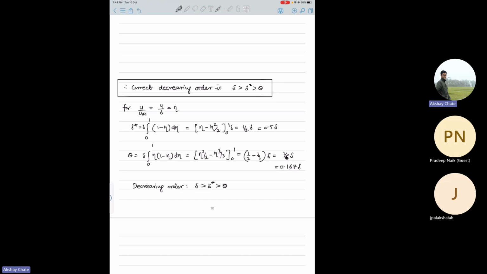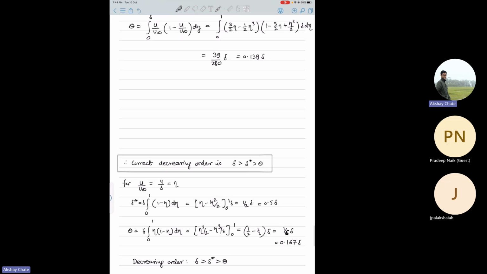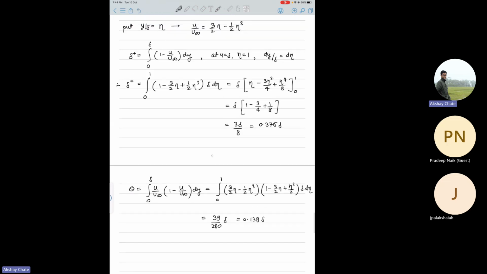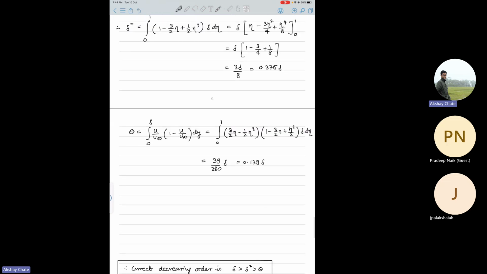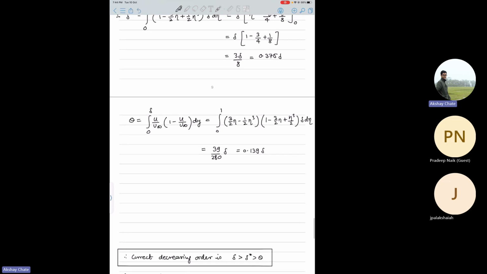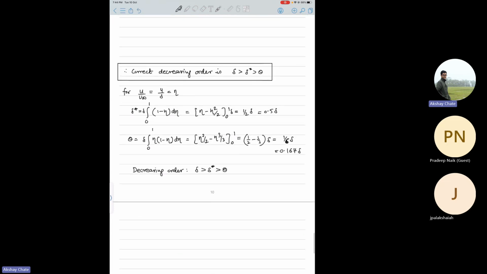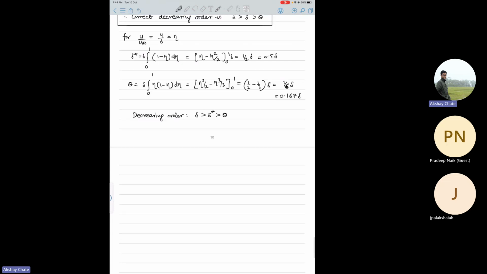The more number of integrations you do, the lesser the value becomes. In displacement thickness you integrate once, right? But in case of momentum thickness, you have to multiply and then integrate. Therefore that value reduces. Like that you can remember. Anyway, so moving on. See, similarity solution.